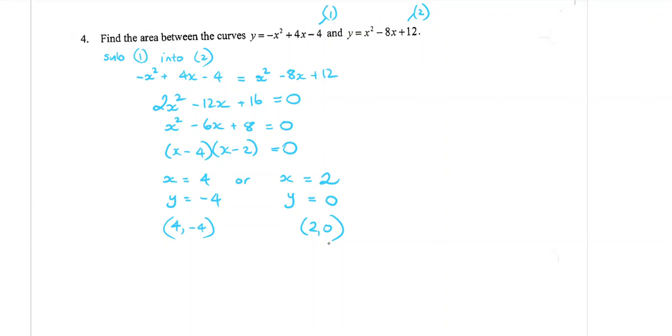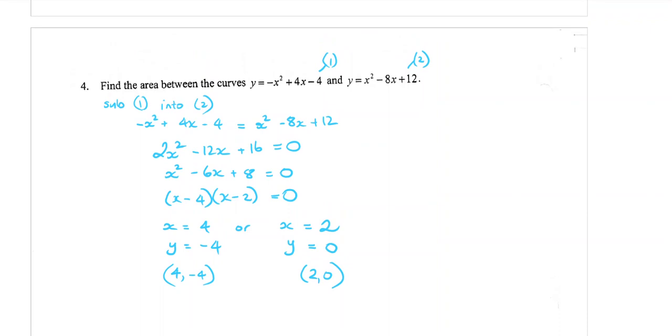Draw yourself a little graph. Let's see what this looks like. 2 parabolas. Let's just come back up here for a sec. This parabola, it's upside down. Where's the turning point? Is what I wanted to find.